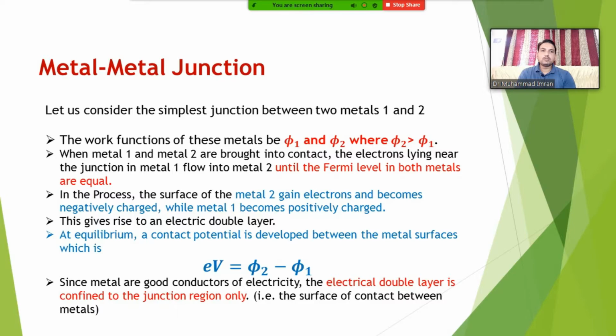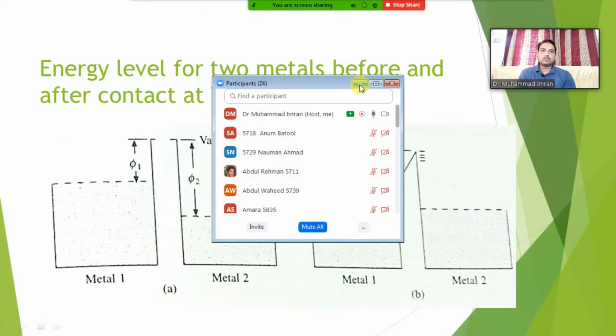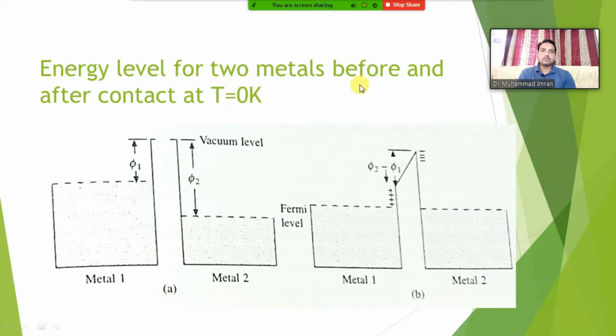So metals are good conductors. So this electrical double layer or this potential barrier is confined near the junction. This is the band structure diagram. Now we focus on the band structure of two metals which are brought into contact. So we have two figures. The first figure A is before the contact. You see that this is the work function of metal 1 and phi 2 is the work function of metal 2. You can clearly see that phi 2 is greater than phi 1.